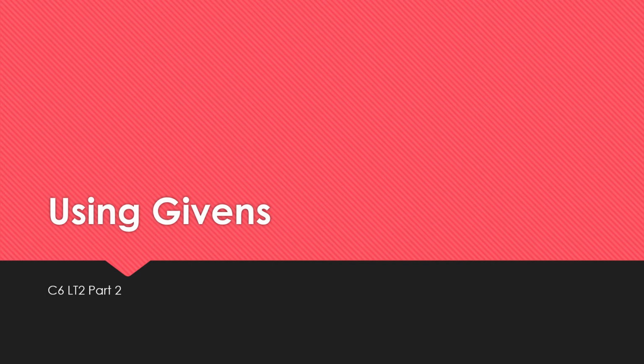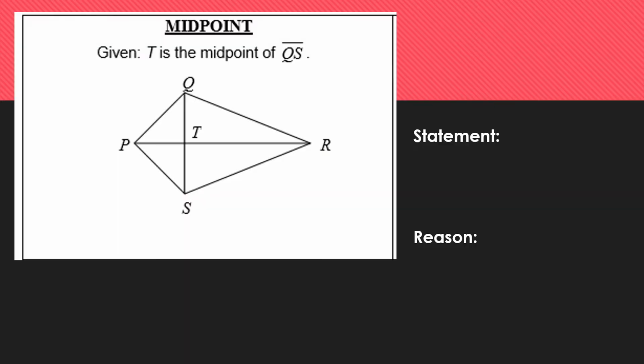We are now going to move on to using given information. So we're still labeling our diagrams and choosing a proof method, but we're going to be using given information to do that. So the first one is the one we talked about at the end of the last video. It's kind of like a preview, and it's when you're given a midpoint.